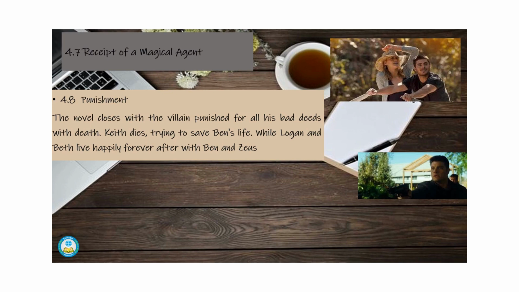Punishment: the good people are going to have a happy ending, while the bad people are going to be punished, with death or disease or committing suicide. So this is what happened. Kevin in the last scene has died while trying to save his son's life, while Logan, Beth, which is her nickname for Elizabeth, Zeus and Ben live happily ever after.